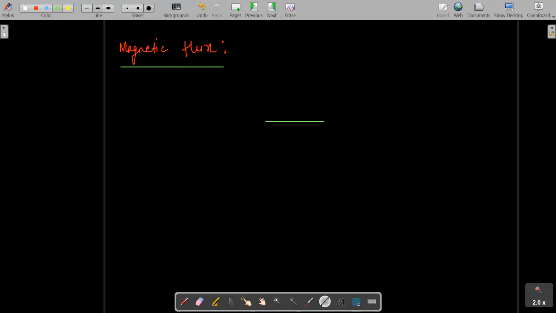Let us see here. This is a magnet, which has both north and south poles. This is the north pole of the magnet, and this is the south pole. We have already studied the magnetic field lines of this bar magnet. What do we say about this? Magnetic field lines originate from north and terminate in south, outside the magnet.